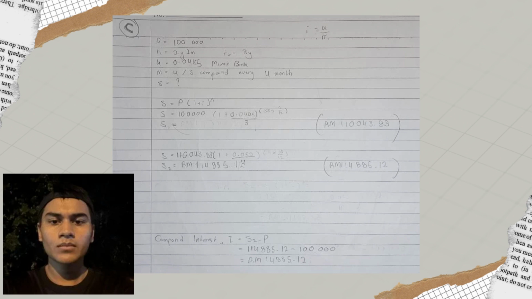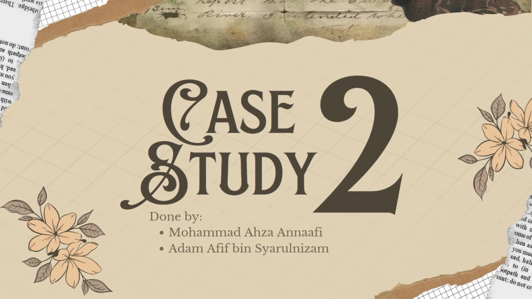This question doesn't end here. The next question is to calculate the total interest paid. For interest paid, we will need to use the compound interest formula. That is I, meaning interest charge, equal to S2 minus P. You just replace S2 with the answer from question 2 and replace P with 100,000, and you do the calculation and you will get 14,885.12 cents. That's all from me.